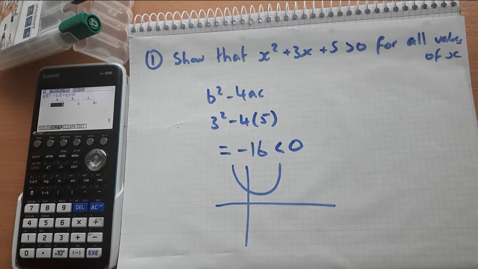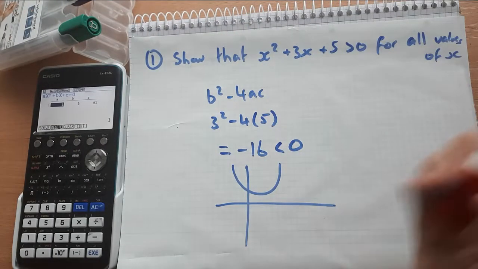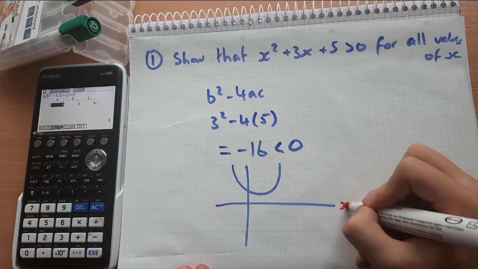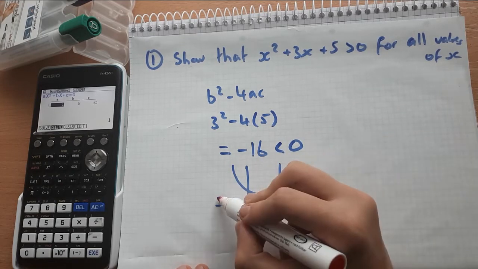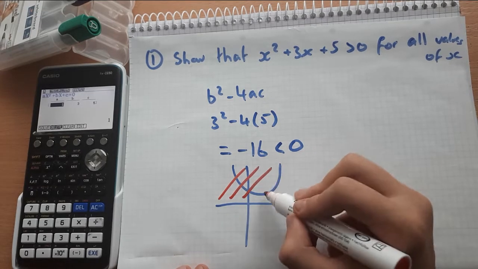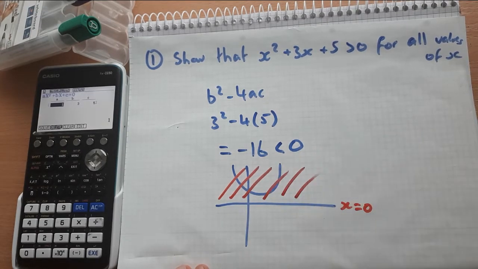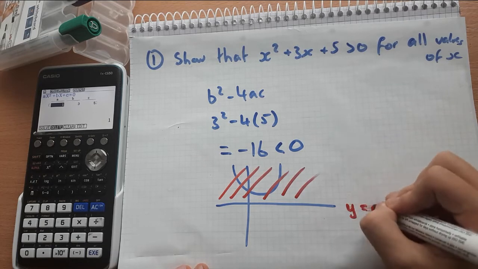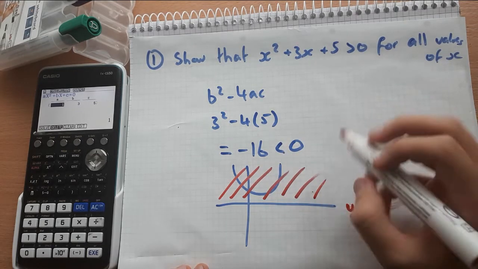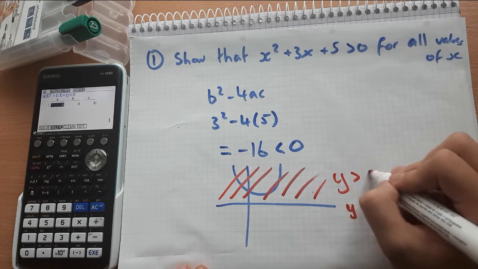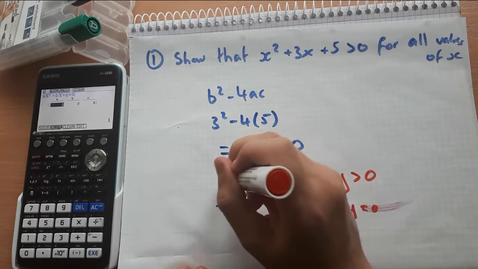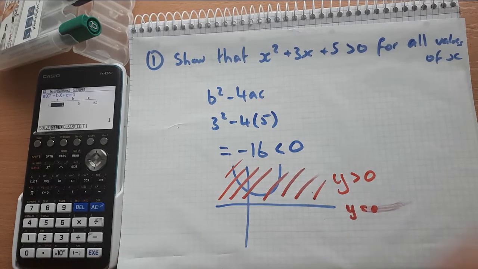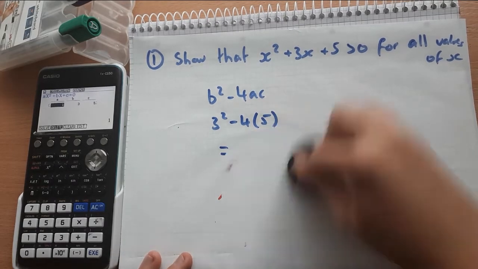So then just to prove that it is definitely all greater than 0, how you show that on the graph. Here's our x equals 0 line, and that's our y equals 0 line. Not x, it's on the x-axis, but y equals 0. So we are shading in y is greater than 0, and you can see that the entire curve is in that region of y is greater than 0. Therefore, we can work that out.